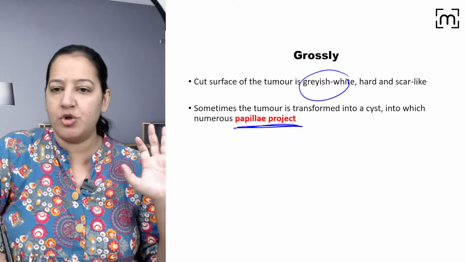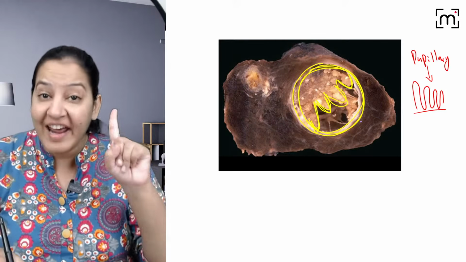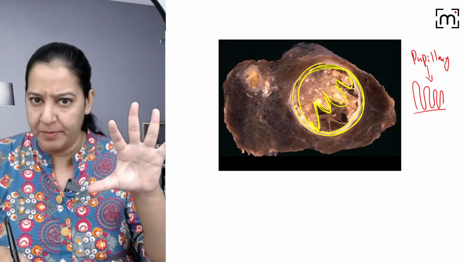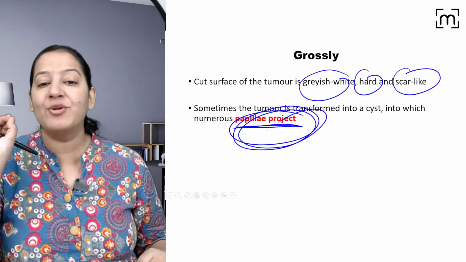And the tumor is grayish white, hard like a scar. So I can see a tumor which is gray white. It is like a hard tumor. And the most important thing which you have to learn is the papillae. You have to learn its papillae.